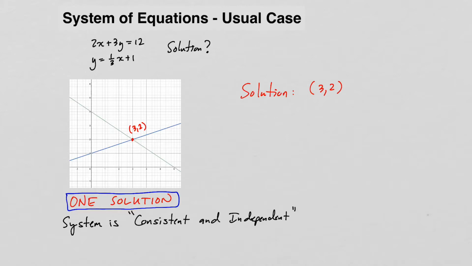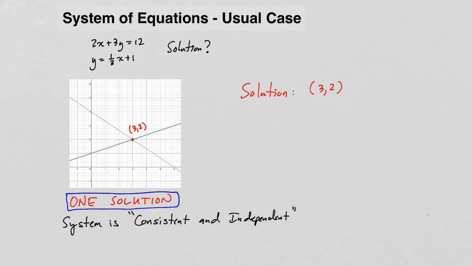Now there aren't any other solutions because you can clearly see that this is the only point where these two lines intersect. And so this system has one solution. And when your system has one solution, we say that it is a consistent system and also an independent system. You will see some reference to these words now and again in your homework assignments, but don't spend too much time worrying about this verbiage. It's more important that you simply understand what it means to solve a system of equations.